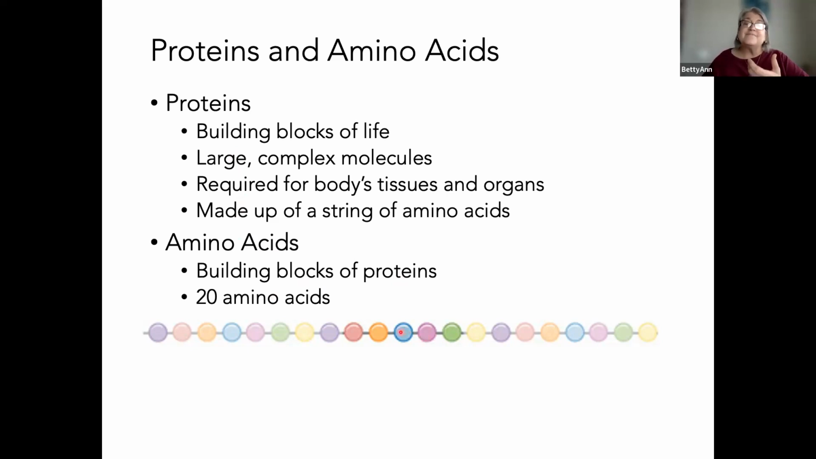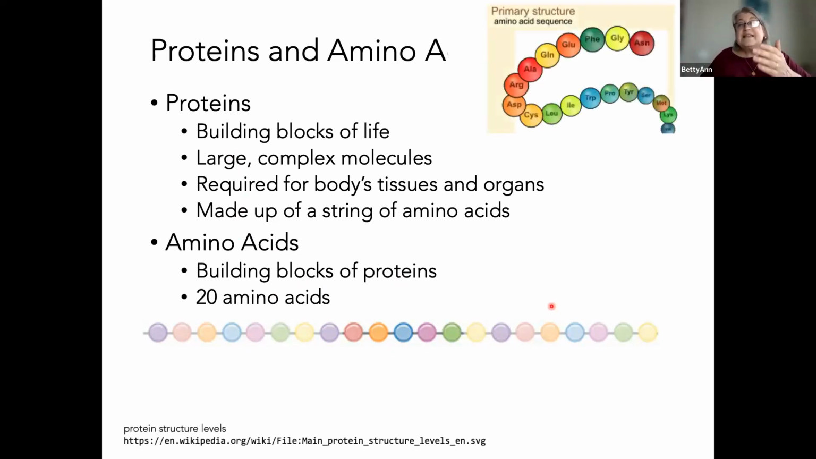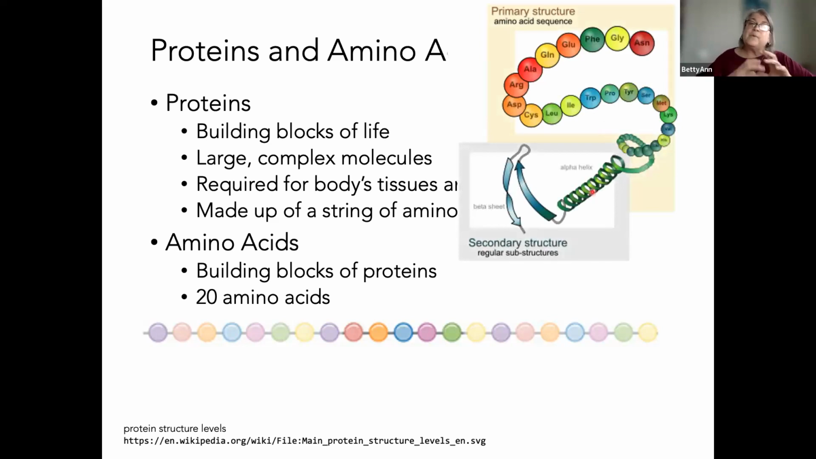But in this case, they're not really an alphabet that makes up a word. They're actually more like a word that makes up a string, a sentence. Hopefully I didn't just confuse you. What's really interesting about this string of amino acids, which is a protein, is that once you string all these amino acids together like pearls, they end up folding on themselves. And it's this folding that is really important.